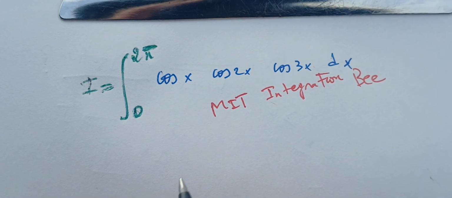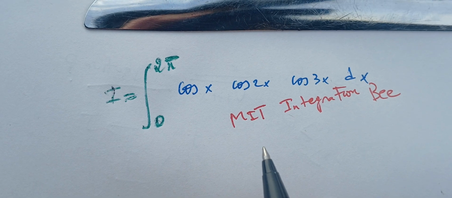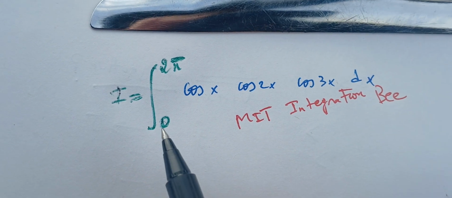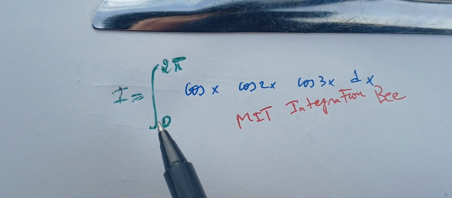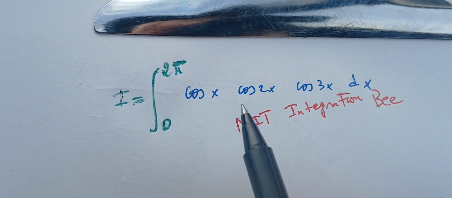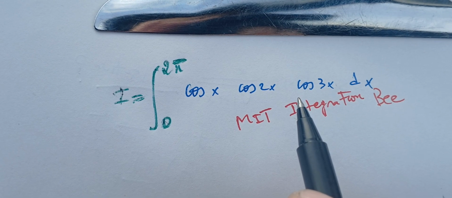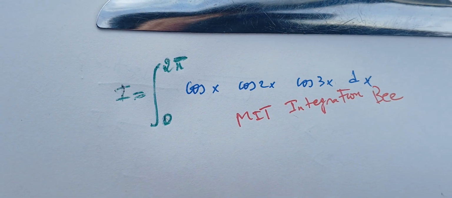Welcome back. In this video, we're going to compute this integral from MIT integration B. So the integral, we're going to call it I, between 0 and 2 pi of the function f of x. In this case, it's equal to cosine x times cosine 2x times cosine 3x.